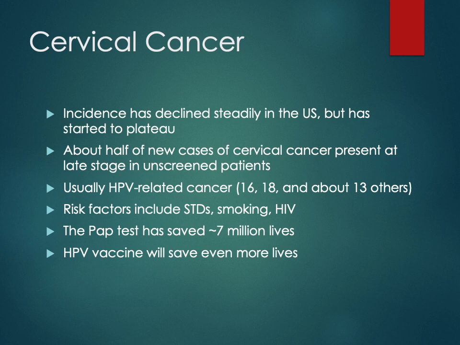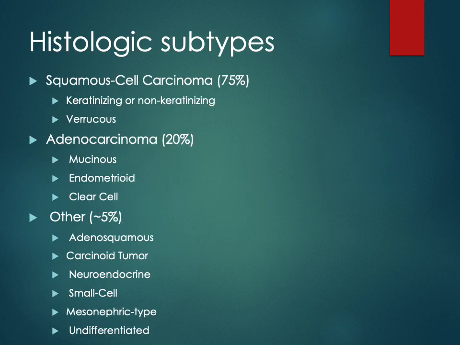The PAP test has been a success for the medical field. It saved about 7 million lives since its introduction in the 50s. And the HPV vaccine will save even more lives. It's about 15 years old here in the United States, and we're already seeing some positive results from that. So the majority of cervical cancer is going to be squamous, about 75%.